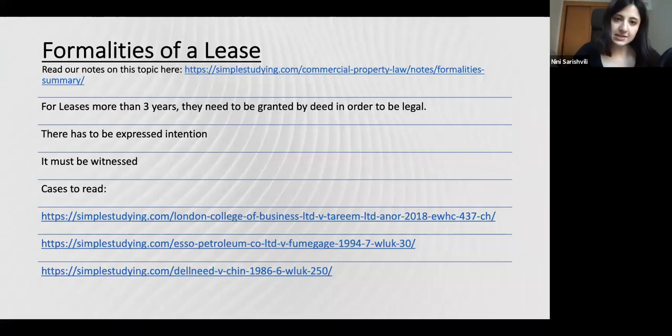There are formalities involved. When you get a problem question, make sure that you discuss the formalities and you establish whether it's a lease or a license before moving to the next legal issues to assess. For leases of more than 3 years, they need to be granted by deed in order to be legal. So make sure that you mention this requirement and you assess this formality in your problem question.